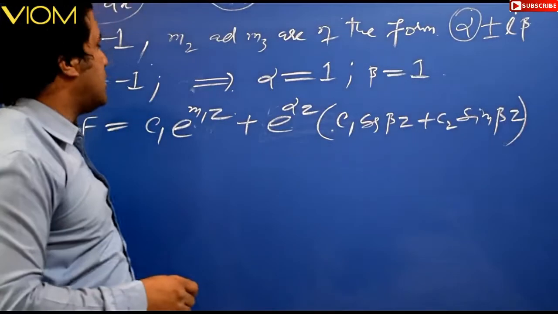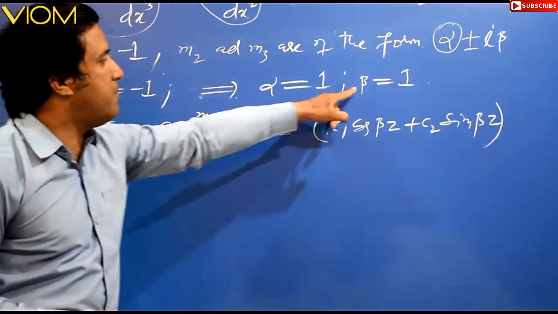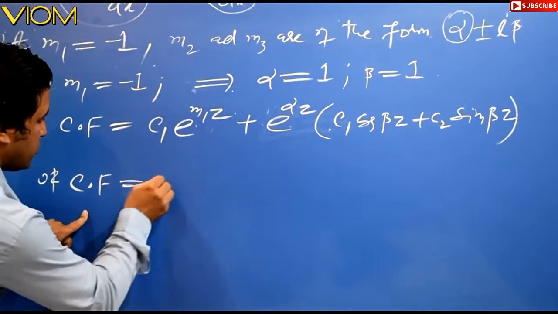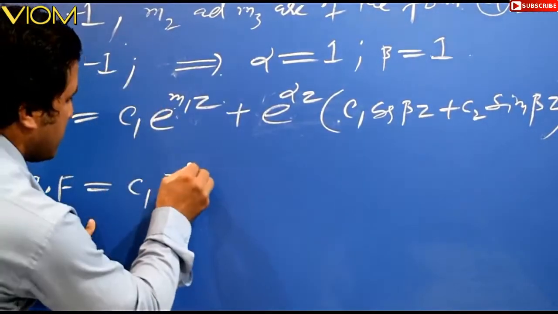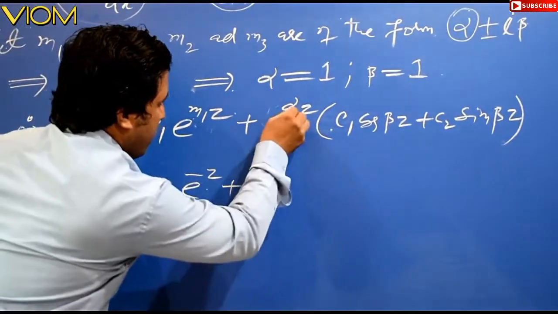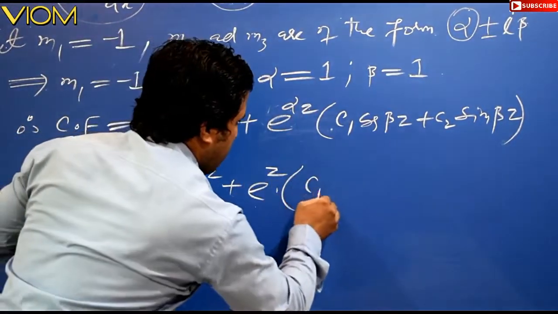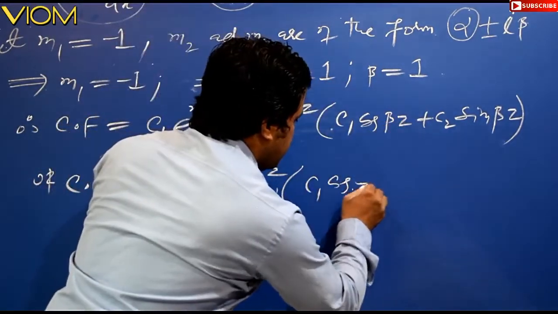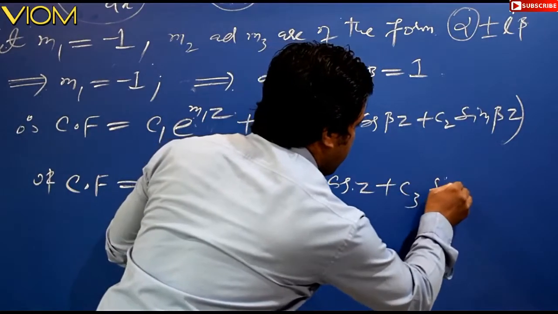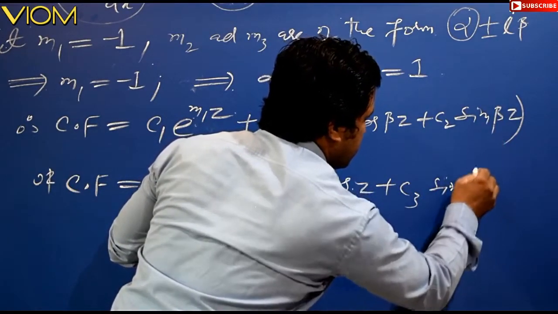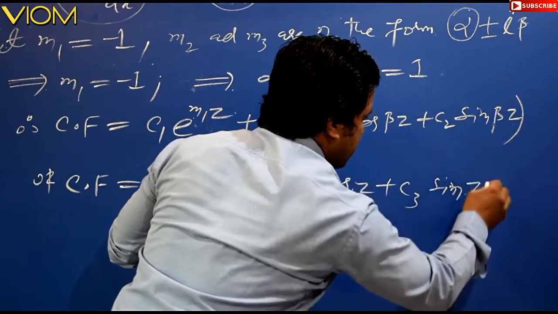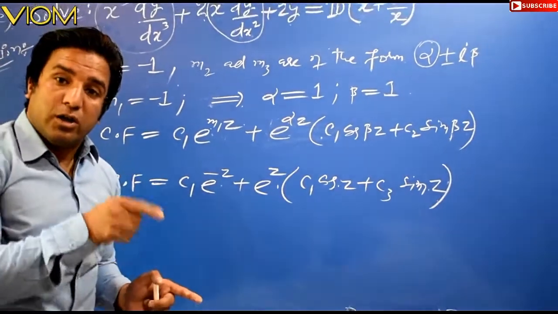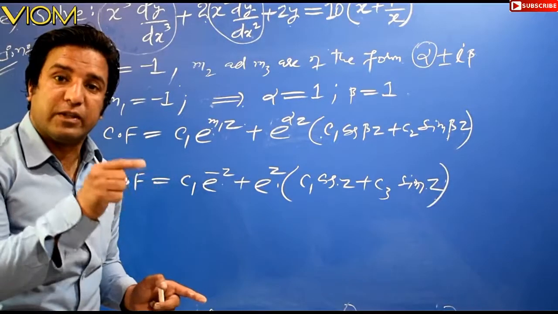We can insert all such values, the value of m1 and alpha, beta here. The resulting complementary function is like this: c1 e raised to the power minus z plus e raised to alpha, which is 1, into z, that is z, c2 cos of beta z. What is beta here? Beta is 1. Plus c3 sin of beta z, again beta is 1. So this is the resulting complementary function for the given linear differential equation with constant coefficients.